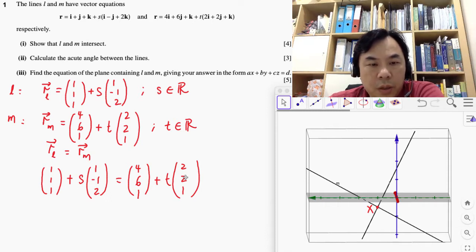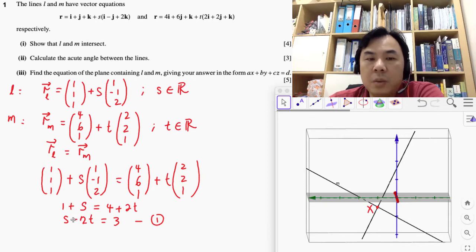We will get 1 plus s is equal to 4 plus 2t. That's the first row. And then, of course, we can simplify that. I can rewrite this as s minus 2t is equal to 3. That will be my first equation.